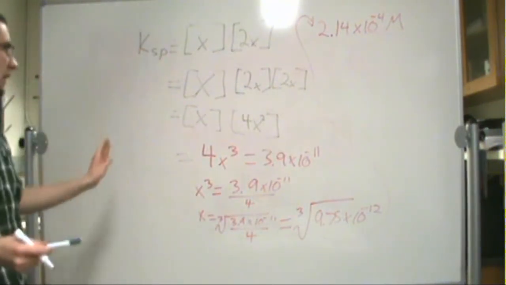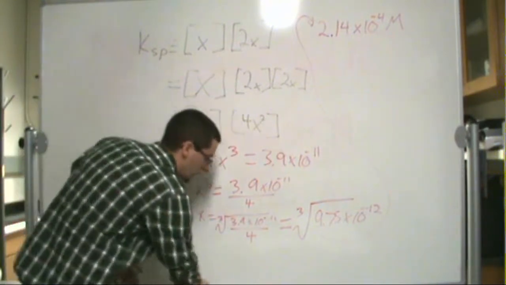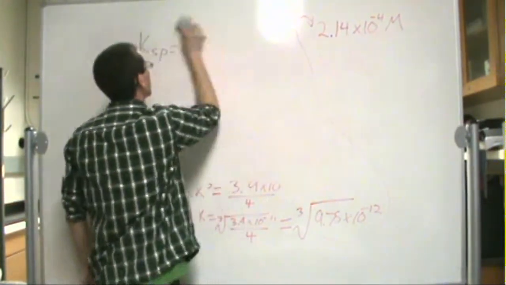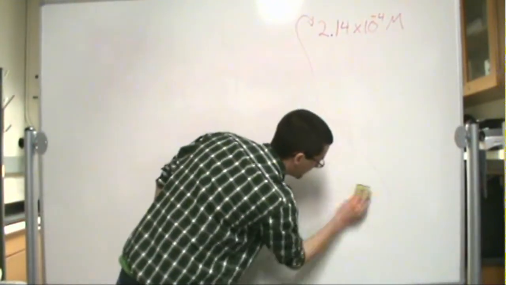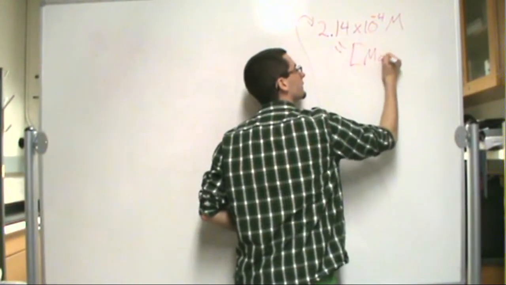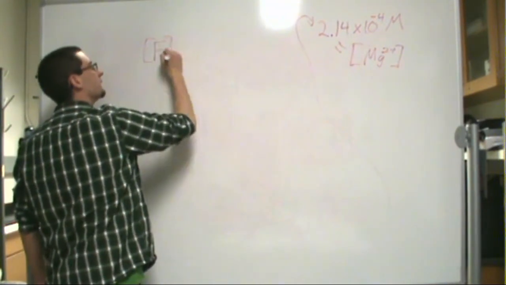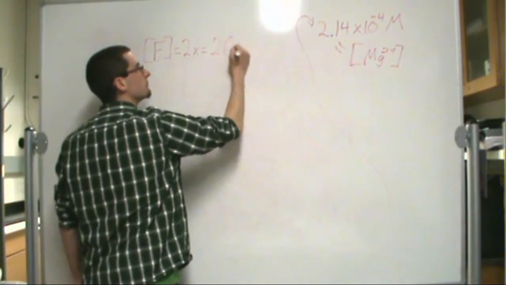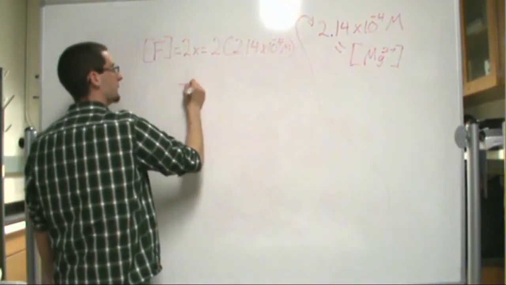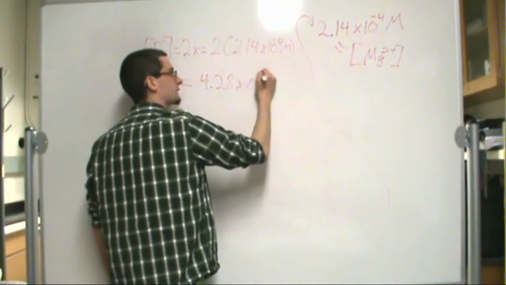All right, that is how much magnesium we have dissolved in solution. If you remember, initially our amount of fluorine is 2X, so we just have to multiply that by 2. So this is equal to our magnesium concentration. And now our fluorine concentration that we defined from our Ksp is equal to 2X, which is equal to 2 times 2.14 times 10 to the minus 4th molar. So we multiply it through, and we get 4.8 times 10 to the minus 4th.